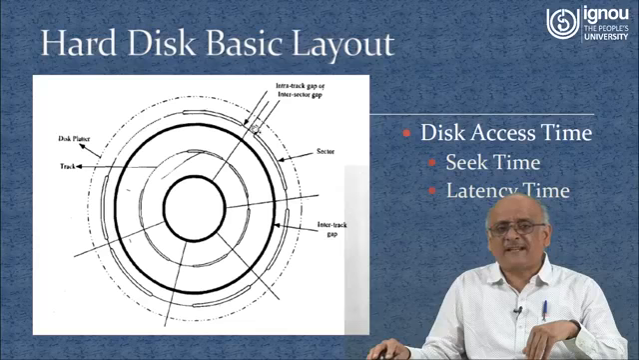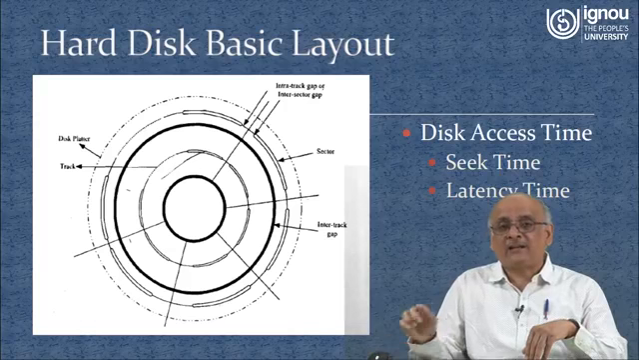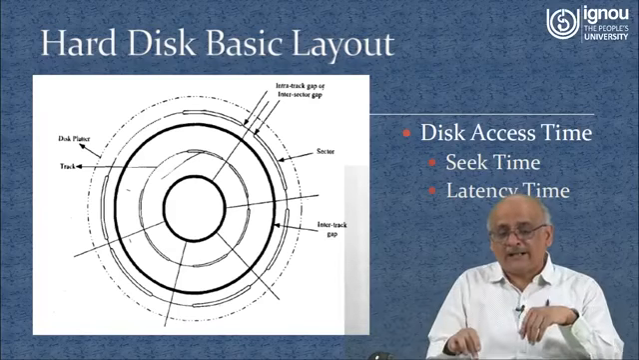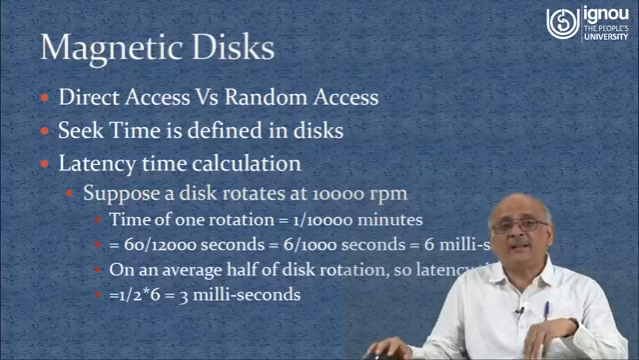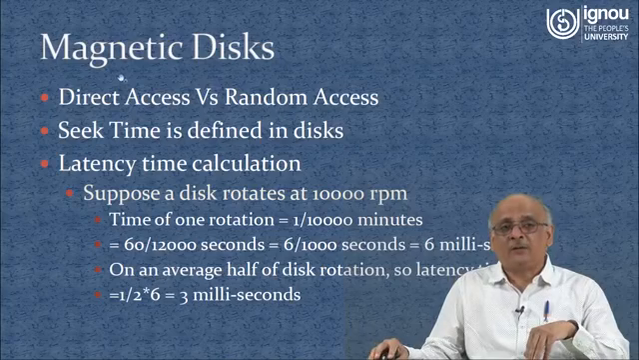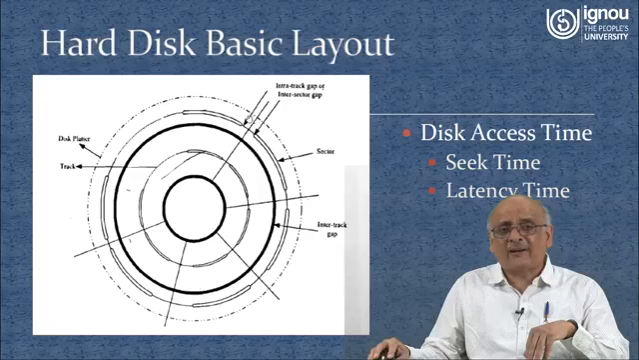Now this is the worst case, when this particular sector has just passed. The best case is when the sector is about to come. There can be other cases, where the sector is somewhere in between. So on an average, half a rotation is the latency time. The time taken for completing half the rotation is the latency time. So this is what we are referring to when we talk about a disk.